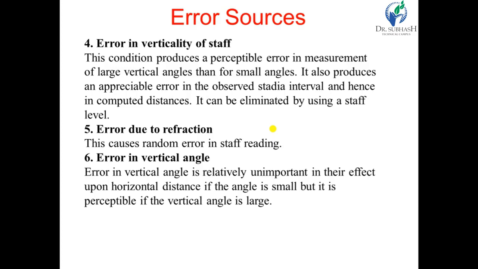Error due to refraction. This causes a random error in staff reading. The error in vertical angle. Error in vertical angle is relatively unimportant in its effect upon horizontal distances if the angle is small, but it is perceptible if the vertical angle is large.